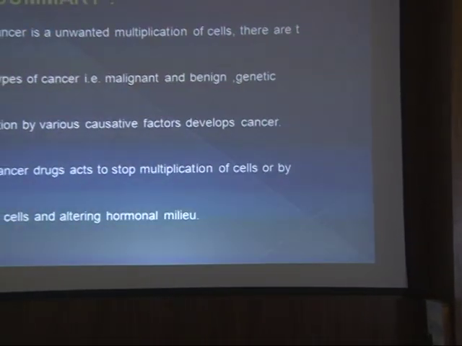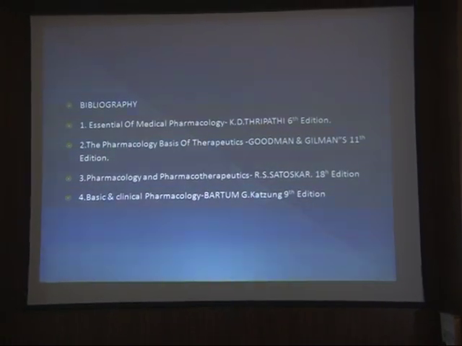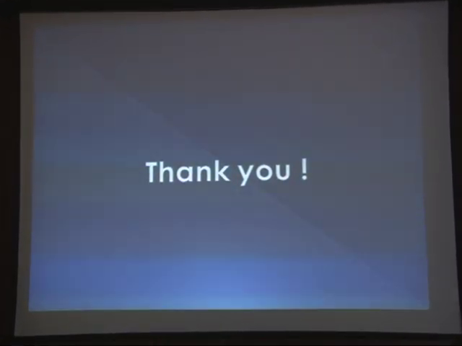So to summarize, cancer is an unwanted multiplication of cells. There are two types, malignant and benign. Genetic mutations are also there. Anti-cancer drugs act to stop multiplication of cells or by killing the cells and altering the hormonal milieu or the environment. So these are some of the bibliographies from which we have taken this information, and thank you very much.